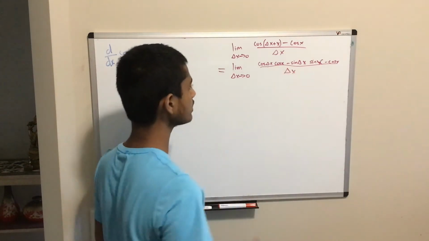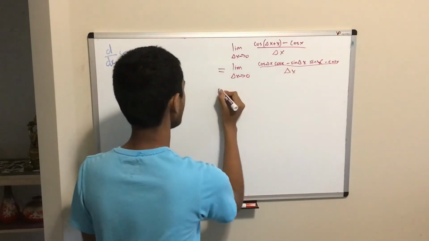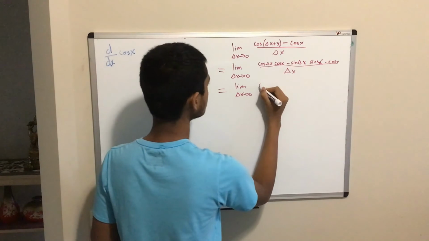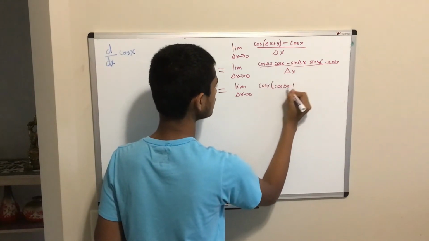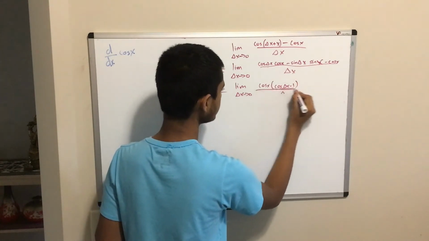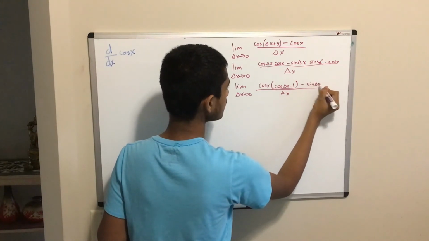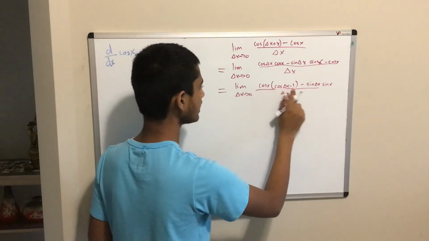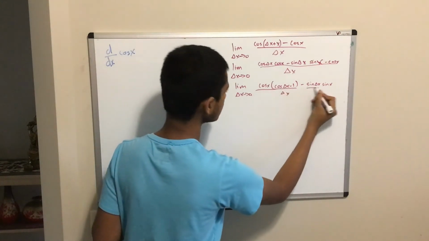So now what I'm going to do is factor out a cosine of x from these two terms over here. And when I do that, that leaves me with the limit as delta x approaches 0 of cosine of x times (cosine of delta x minus 1) divided by delta x, minus sine of delta x times sine of x, all over delta x. And what I'm going to do now is actually break this fraction apart like I did last time, so we can apply some similar limit properties over here.